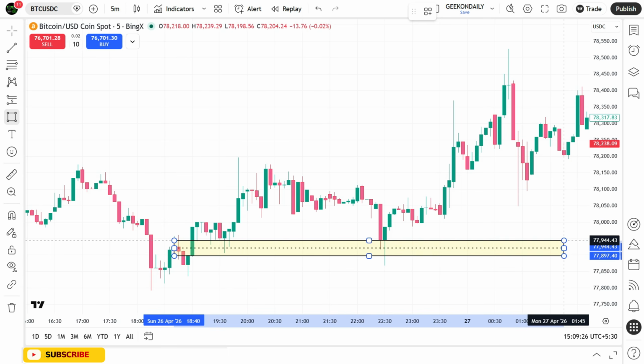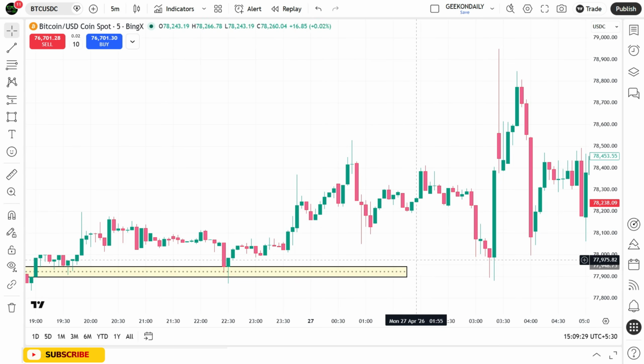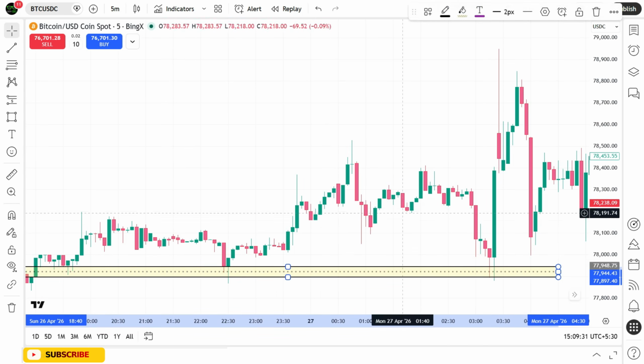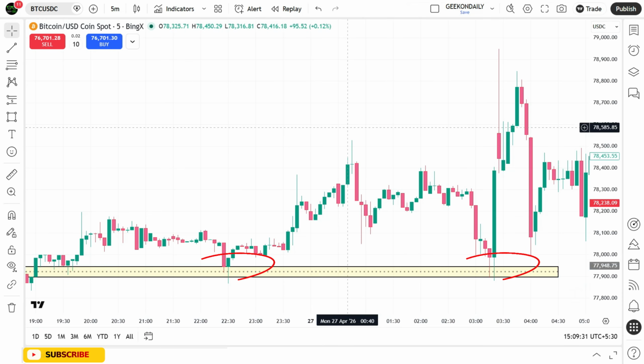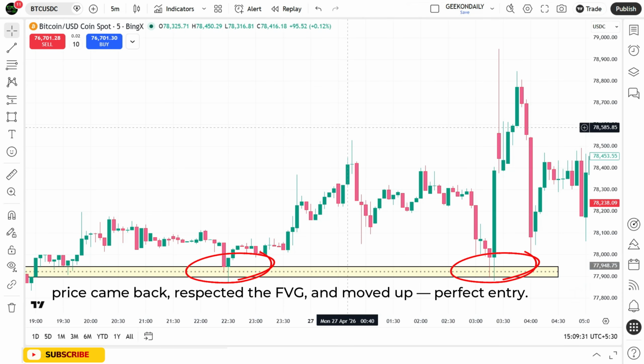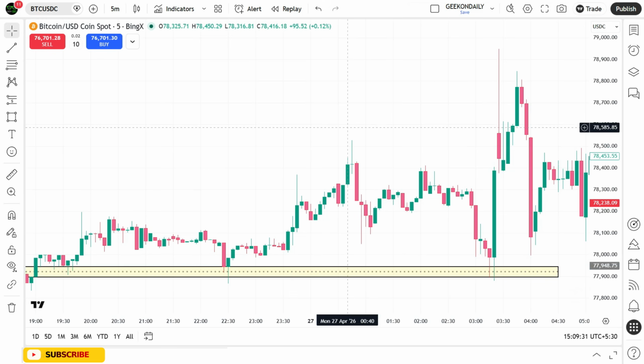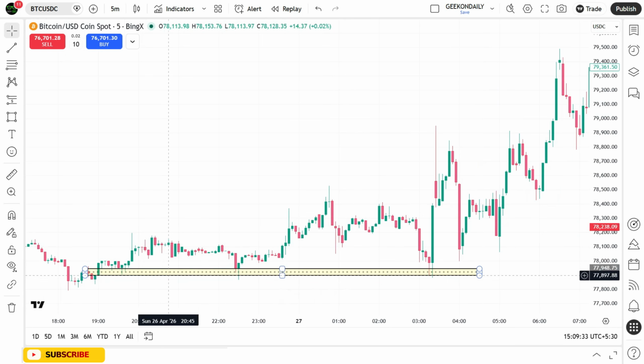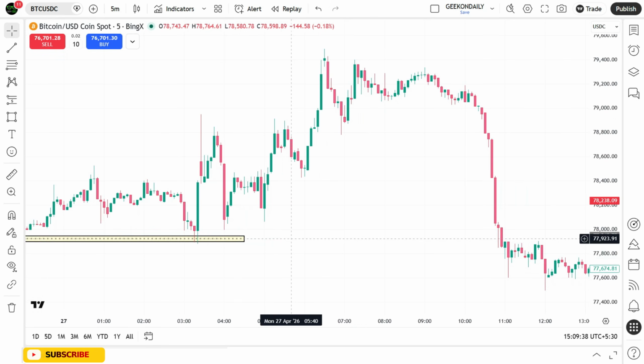Instead of chasing the move, the idea is to wait patiently. Later, when price comes back into this zone, we watch how it behaves. As you can see, price revisits the FVG area, shows respect to the zone, and then starts moving upward again. This kind of reaction is what traders look for when considering a potential buying opportunity. Rather than entering randomly, this approach helps you focus on key areas where price may react.